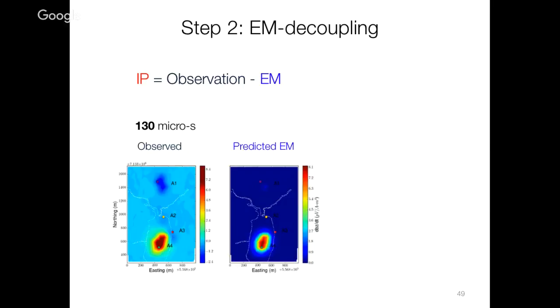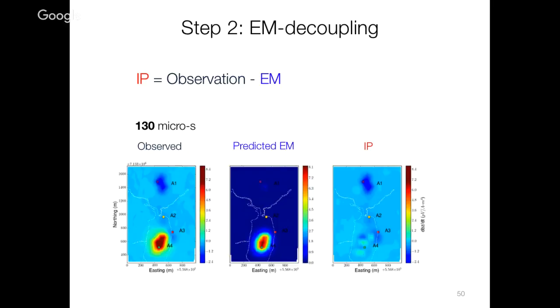And now we subtract this from that, and we get this. All of this signal that we have in here is basically EM response. All of this signal in here is pretty much the IP response. So we forward model, we get this as predicted data, and we do that subtraction, and we end up with something like this. There's a big negative here, A1. There's a little one here, A2, and kind of A3. So that's at 130 microseconds.